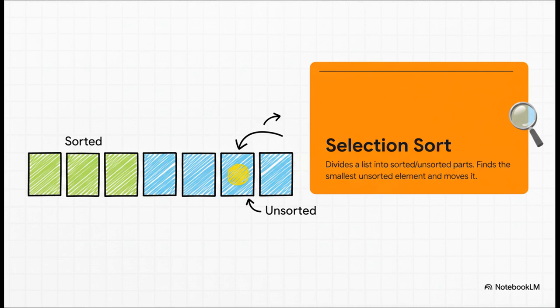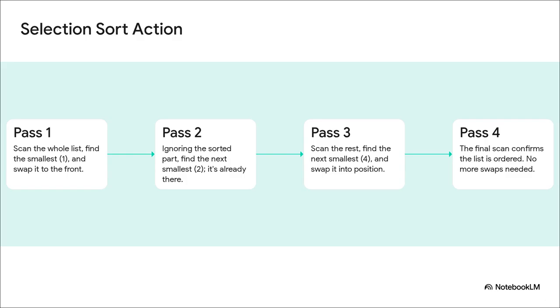In each pass, it scans the entire unsorted part, finds the one single smallest element, and then moves it over to the end of the sorted section. So applying this to our list, in the very first pass, the algorithm scans everything, sees that 1 is the smallest, and makes one decisive swap to move it to the front. Now the sorted section contains just the number 1.